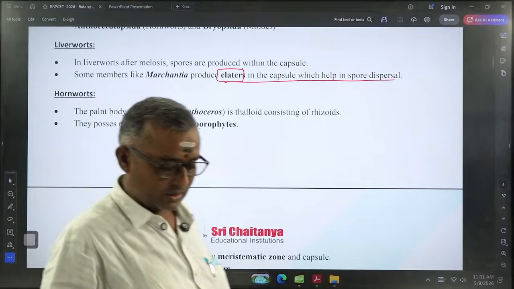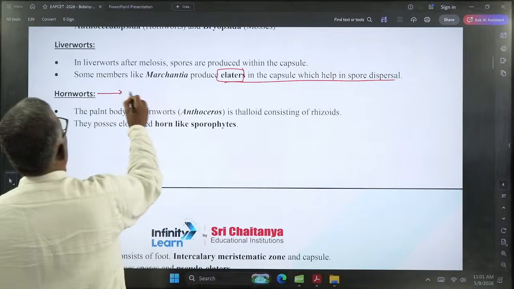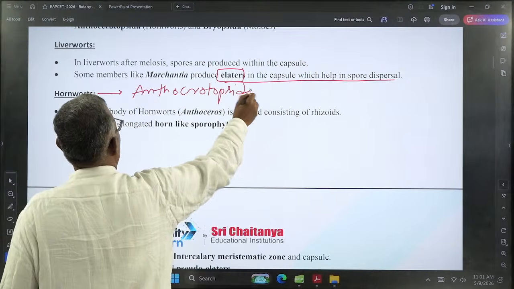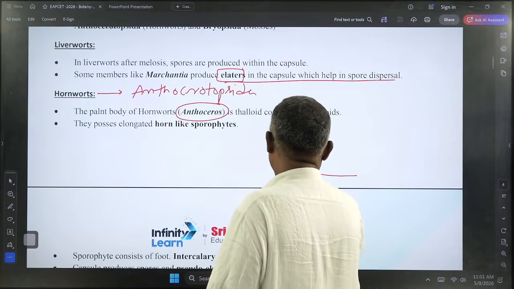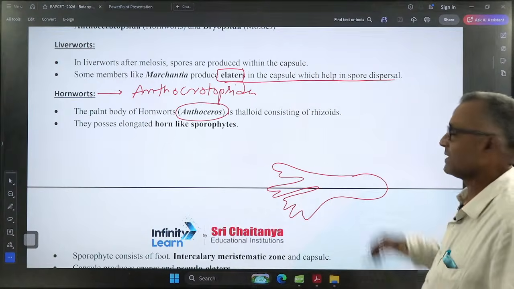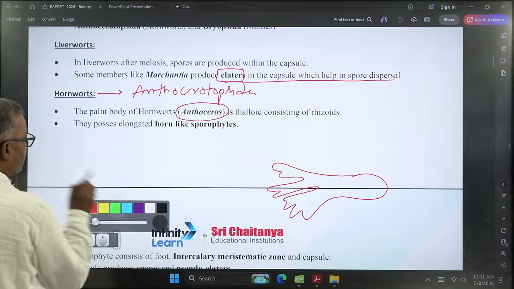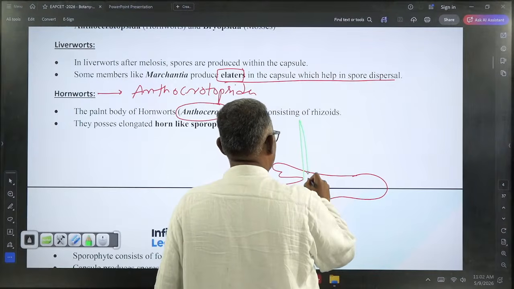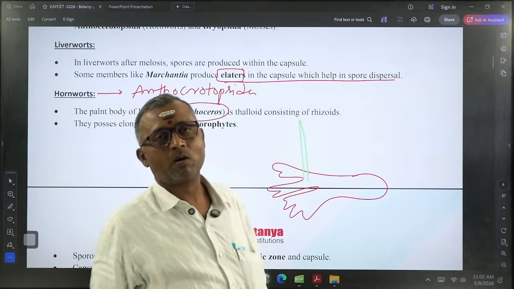That's all. Next, when it comes to hornworts, also called Anthocerotopsida members, even in hornworts we have the best example as Anthoceros. Even in hornworts, the plant body is thalloid. It is thalloid only. But what makes the difference between liverworts and hornworts? The most important difference is, in case of hornworts, you can find a horn-like sporophyte. What kind of sporophyte? Horn-like sporophyte.